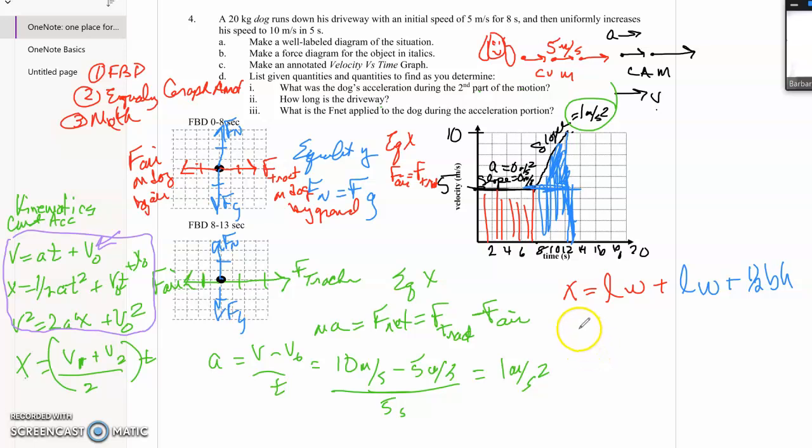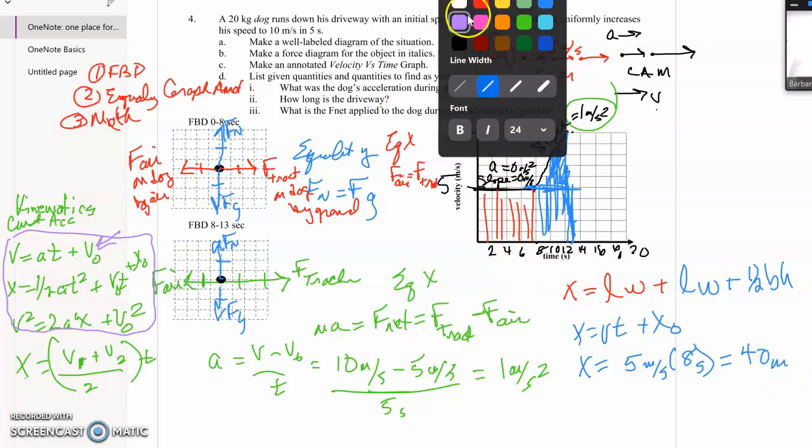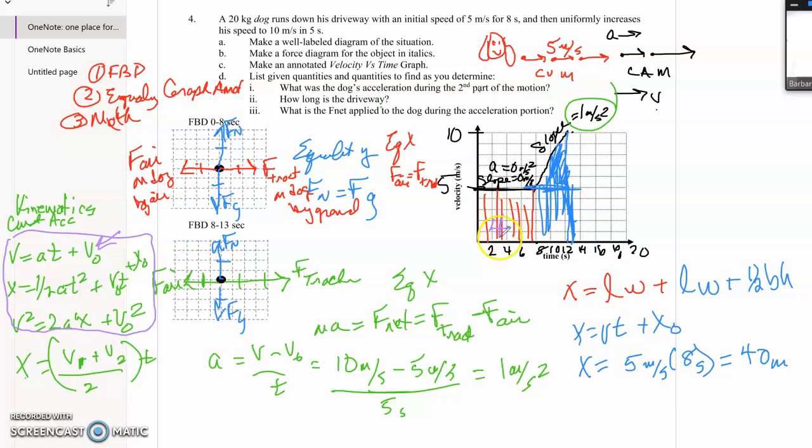So for me, I think the how far is easier to find. Let's see, so I think I'm just going to say X equals VT plus X naught, and I'm going to see how far it goes when it travels at a constant velocity. So for a constant velocity, it travels 40 meters. So 40 meters should be the area here.